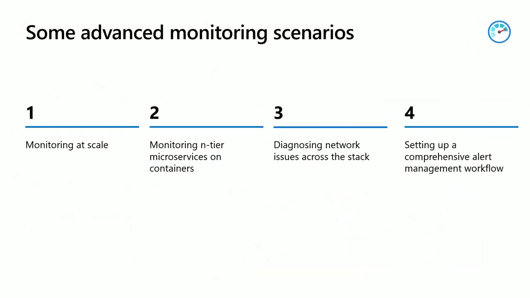What we'll cover today is basically four sets of scenarios. First of all, monitoring at scale, looking at some of the aspects of how you monitor at scale. Then we go into monitoring the N-tier microservices architecture on AKS, and then diagnosing network issues, and what types of network issues there are. And then we'll also look at the alert management demo.